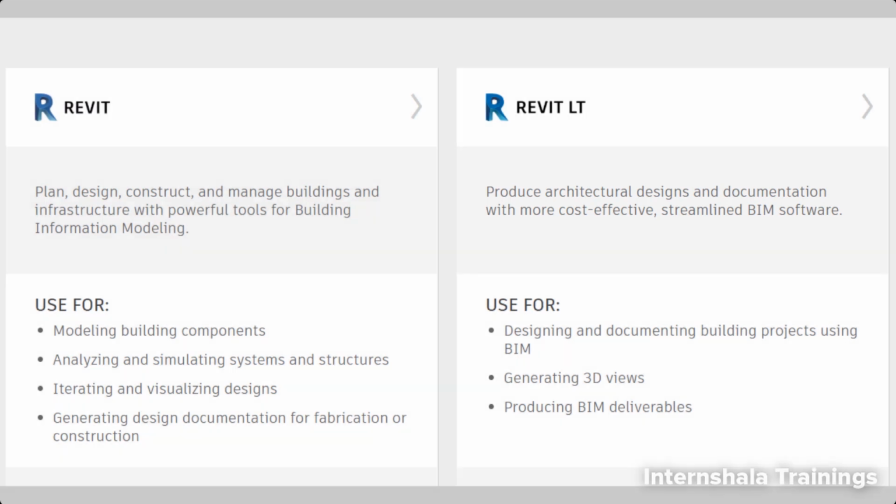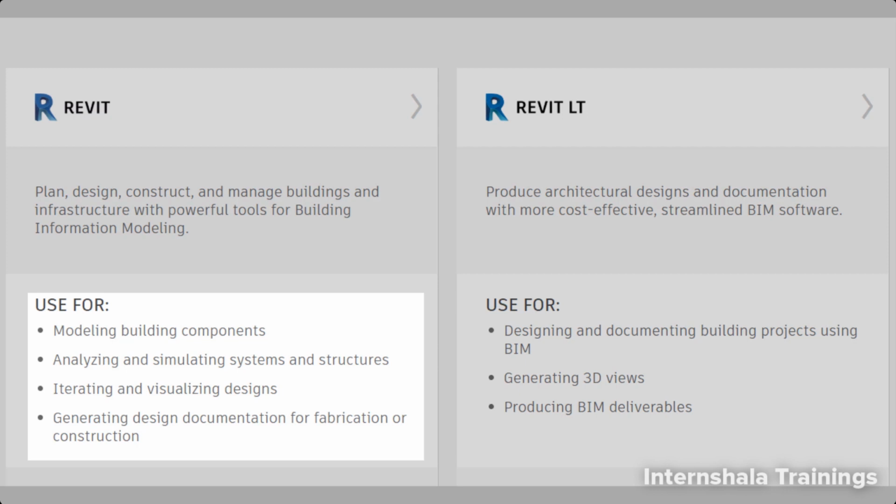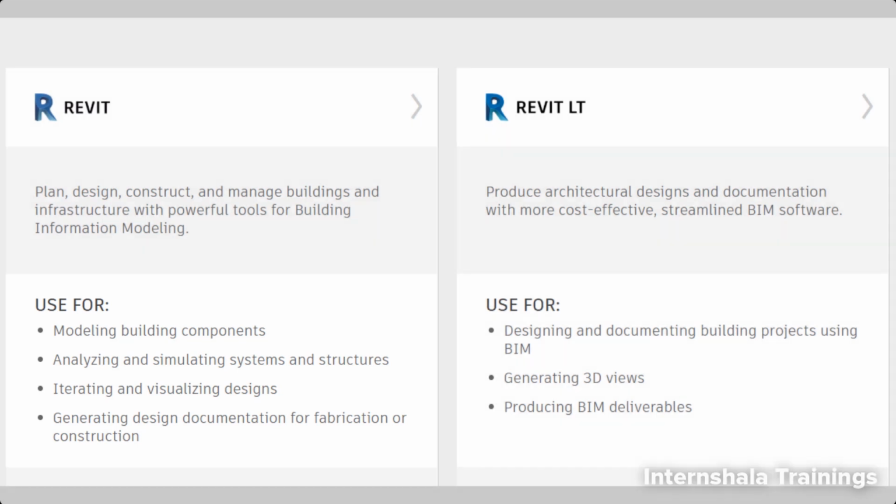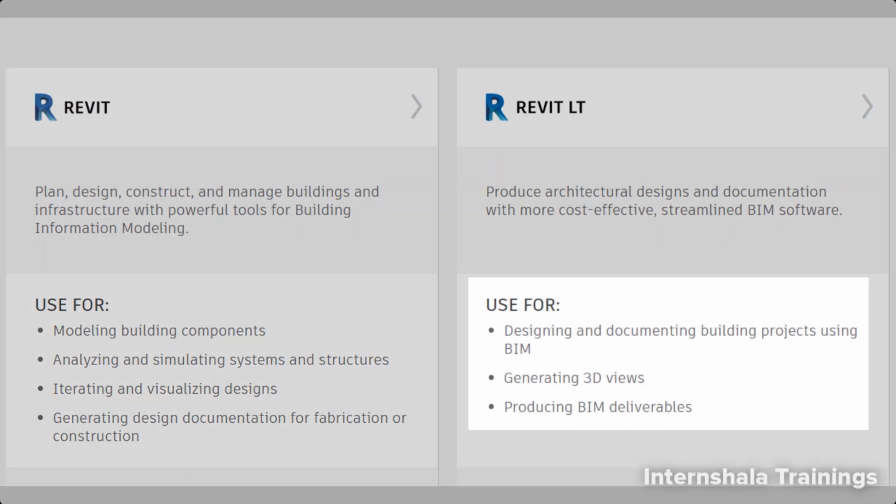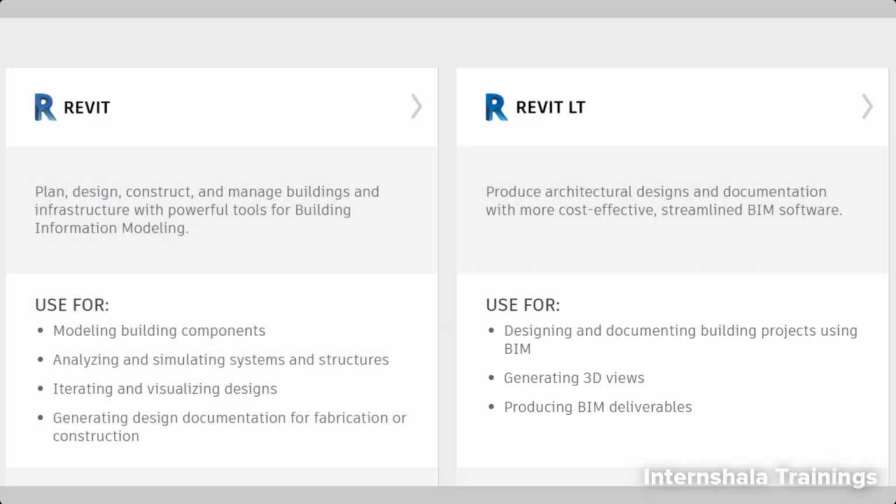The uses for Revit would be modeling building components, analyzing and simulating systems and structures, iterating and visualizing designs, generating design documentation for fabrication or construction. While Revit LT, designing and documenting building projects using BIM, generating 3D views, or producing BIM deliverables.